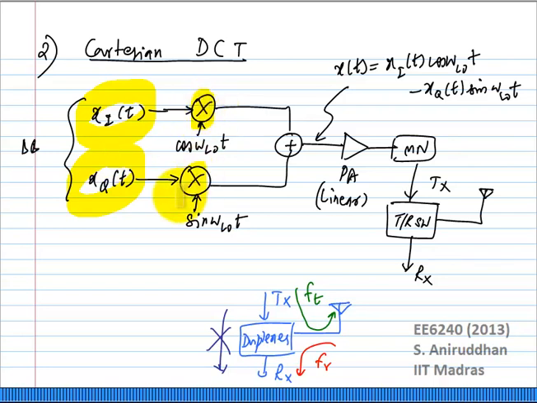Because you are interested in only one sideband of the mixer, in the transmitter normally that would be FLO plus F baseband. You would try to have two mixers, one driven with the cosine, the other driven with the sine, so in-phase and quadrature components, and you add those two and then amplify them. In this case, the power amplifier needs to be a linear power amplifier, because any distortion in either the amplitude or the phase of the power amplifier will cause distortion to both Xi and Xq.